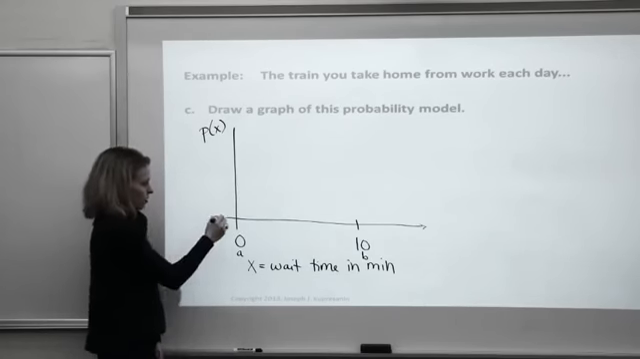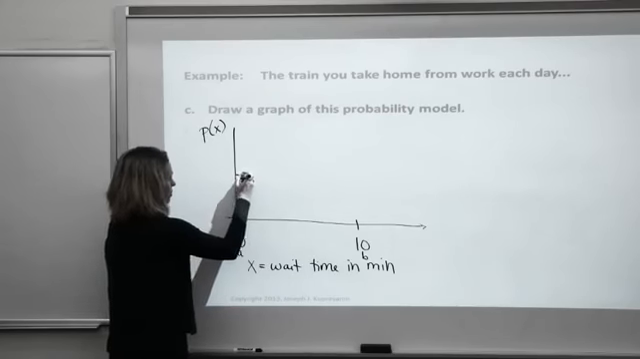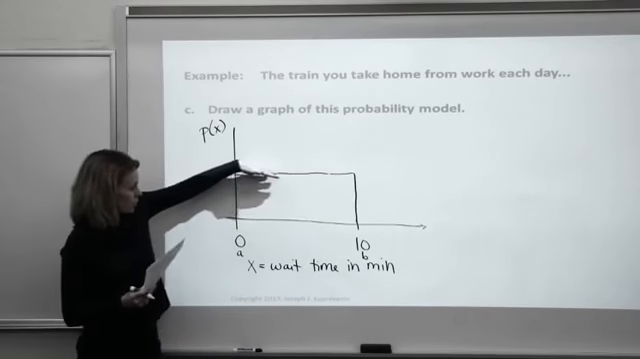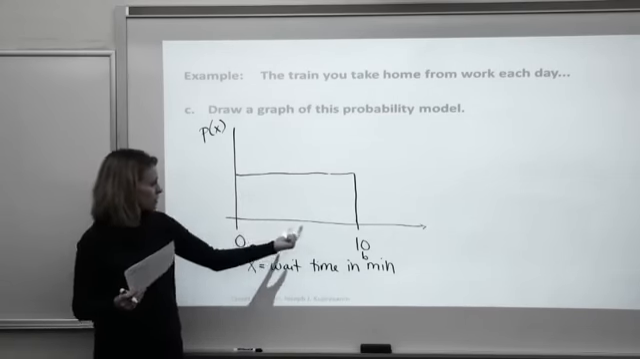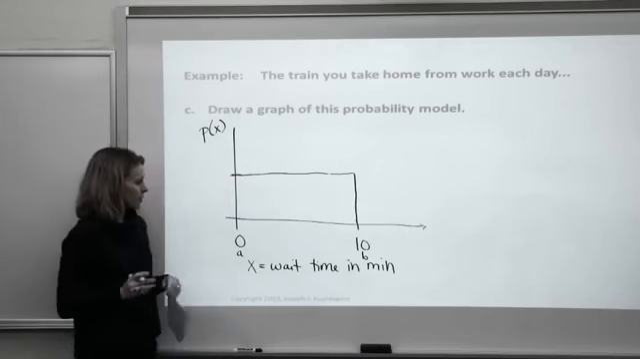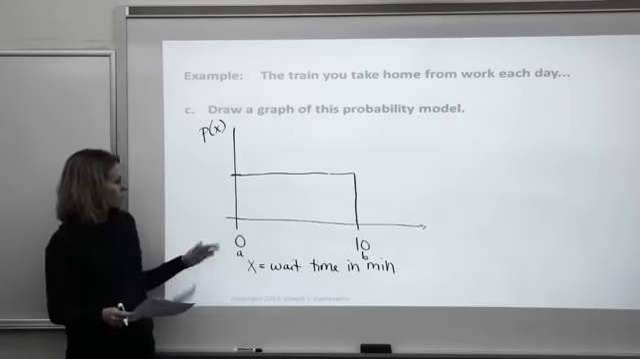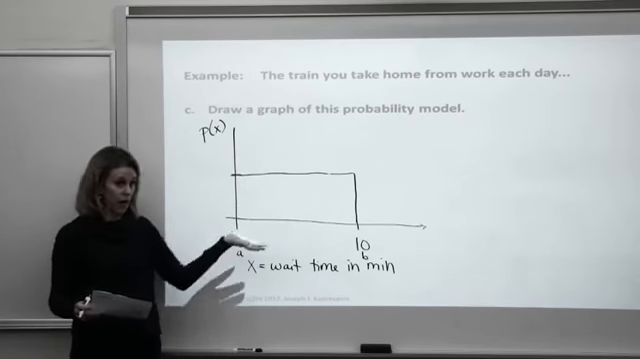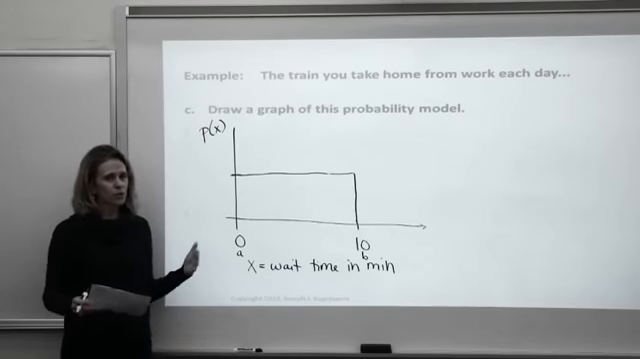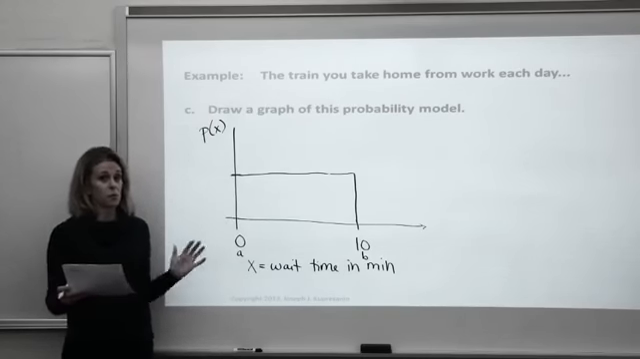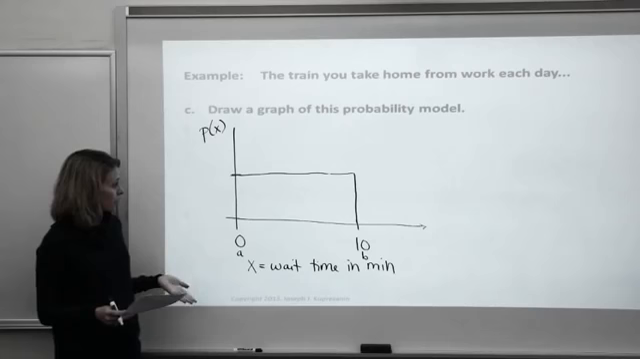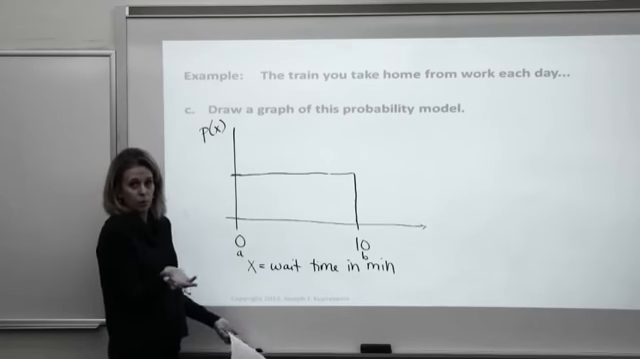Since I'm equally likely to wait any one of these times within this range of values, I'm going to draw a rectangle. The likelihood here is not going to change. It'll be the same from 0 to 2 minutes as it is from 8 to 10 minutes, let's say. And now I need to figure out what the height of this rectangle should be. When we look at a probability model with a graph, the area under the graph represents the probability. And we just talked about how the sum of all the probabilities had to be 1. And so we want the area of this rectangle to be 1. And to get the area of that rectangle to be 1, length times width has to be 1.